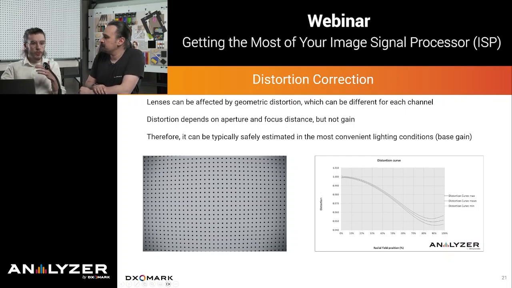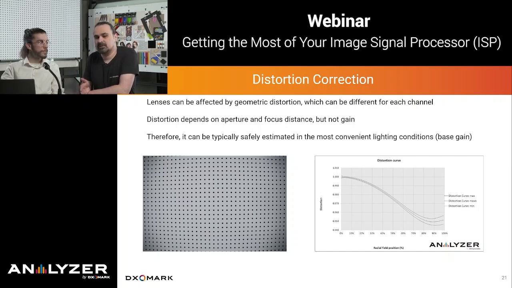Is that something we need to do for different illuminance? Not necessarily, because distortion is a purely optical property. Whether there is much or little light, the lens is always going to distort the same way. So for convenience, we only measure one condition. And generally speaking, when you can do whatever you want, you do what's easy, not what's difficult.